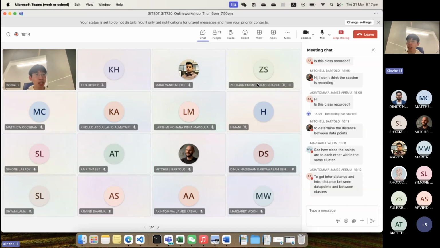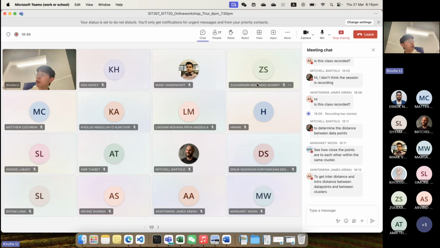But still, we need to think further about how we can use these points to each other within the same cluster to make a clustering algorithm. It's beyond the scope of what we will talk about today. But regarding evaluation, Margaret's idea is exactly what we'll talk about today: how close the points are to each other within the same cluster.